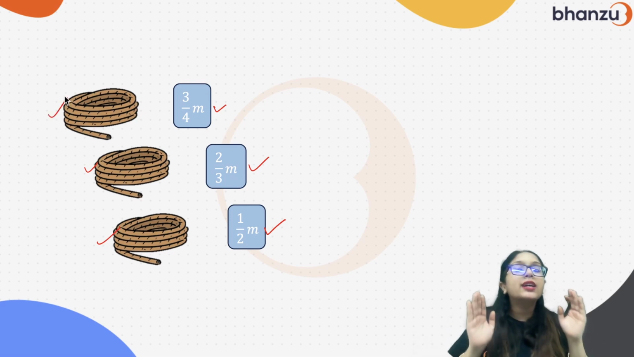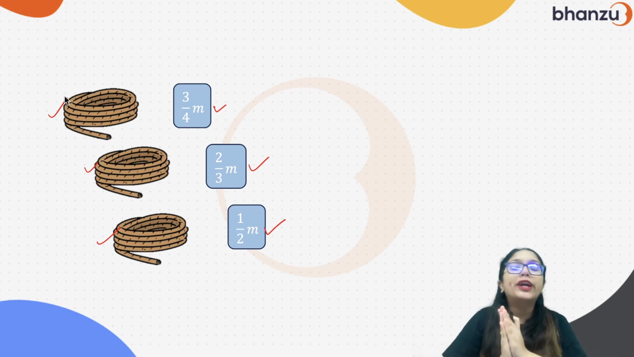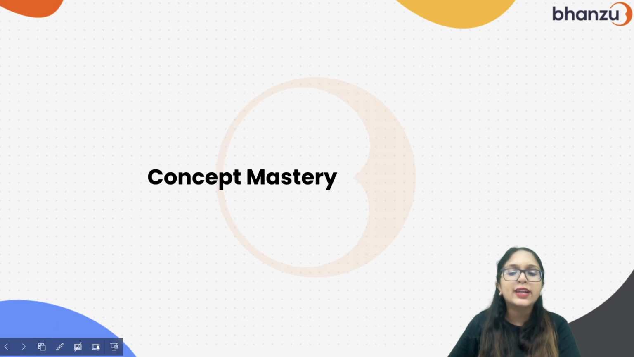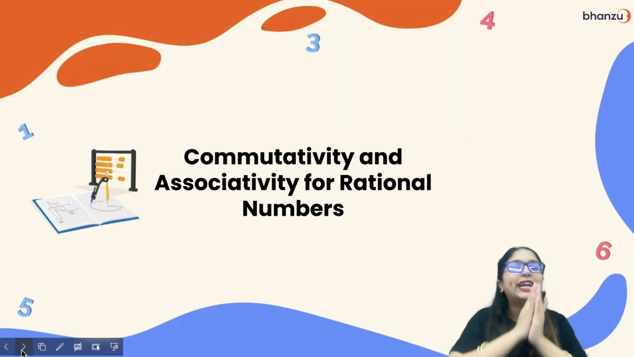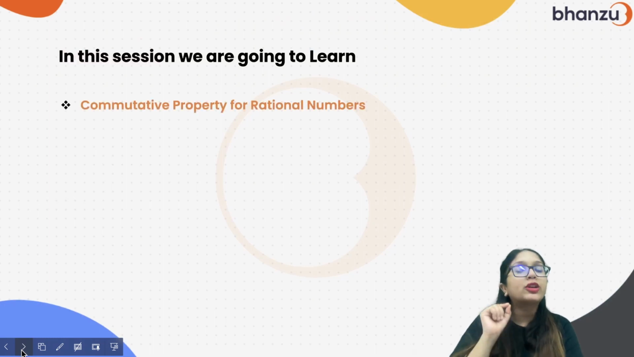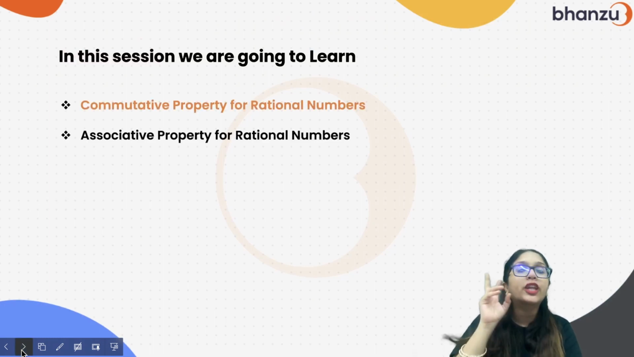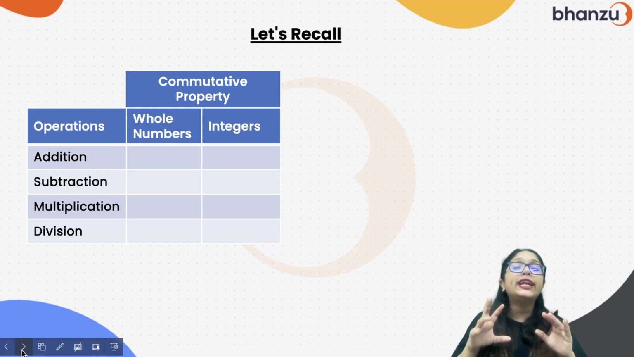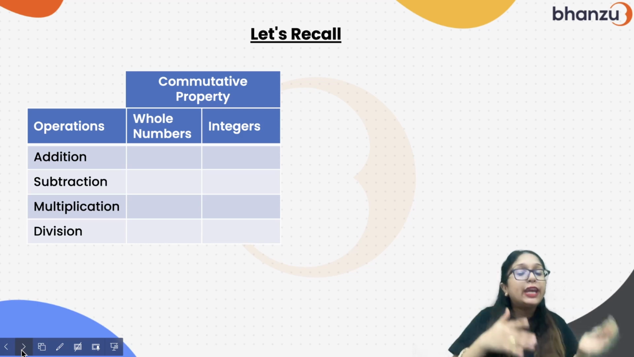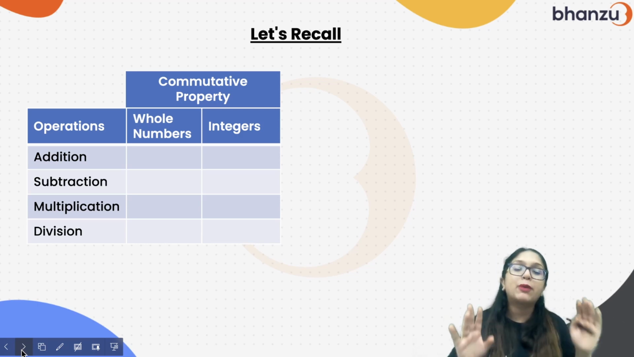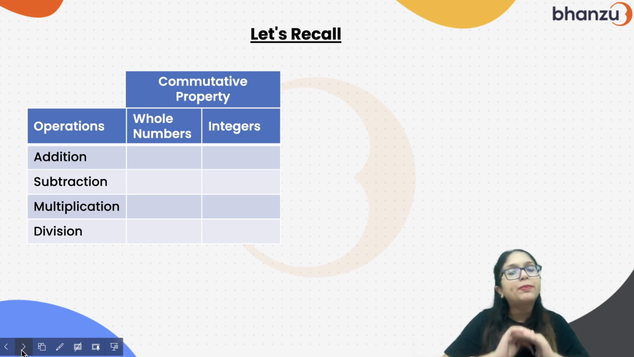What do you think? To answer this question, we are going to learn one of the interesting mathematical concepts. Okay, so what is that? Let's quickly get a mastery over it. We are going to talk about commutativity and associativity for rational numbers. But first of all, let's talk about the commutative property. In commutative property, even if you change the order of numbers while performing the operation, the answer should be the same.